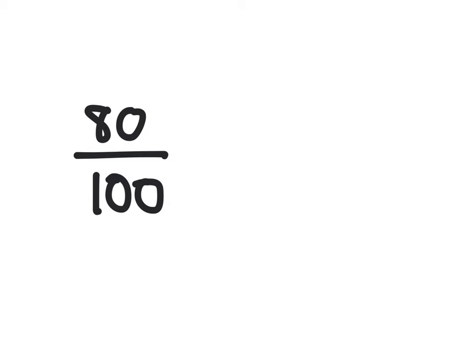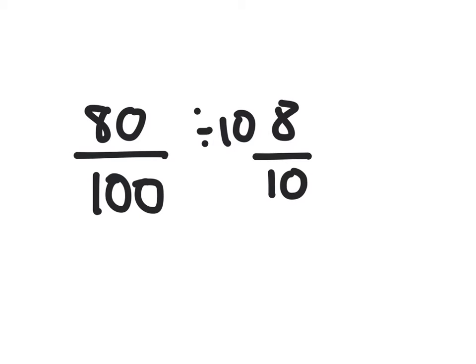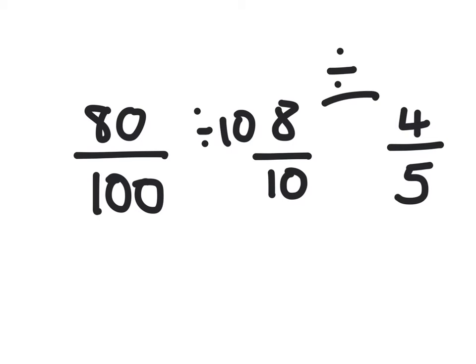So if we divide 80 by 10, we get to 8. And if we divide 100 by 10, we get to 10. 8 tenths is not yet in its simplest terms. Both of those are even numbers, so we can continue dividing, this time each of them by 2. 8 divided by 2 is 4, and 10 divided by 2 is 5, which gives us a cancelled fraction of 4 over 5.